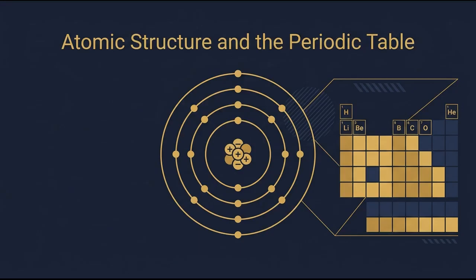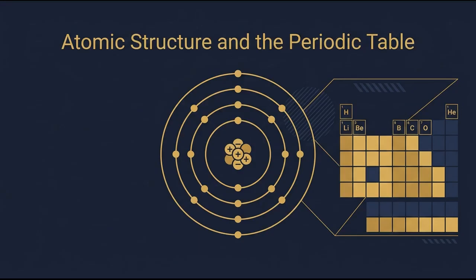To find the number of neutrons in an atom, you subtract the atomic number from the nucleon, or mass, number. For instance, an atom of sodium has an atomic number of 11 and a nucleon number of 23. This means it contains 12 neutrons.